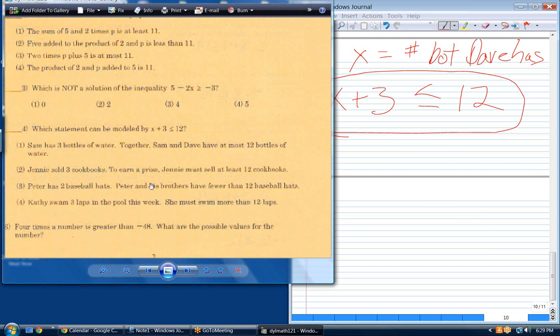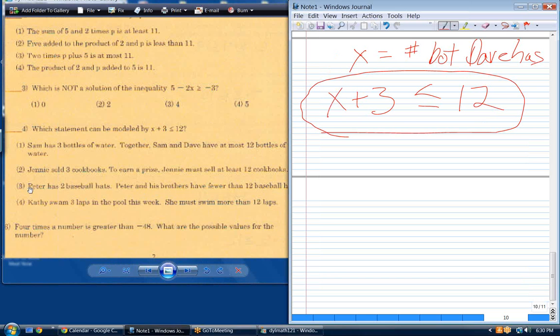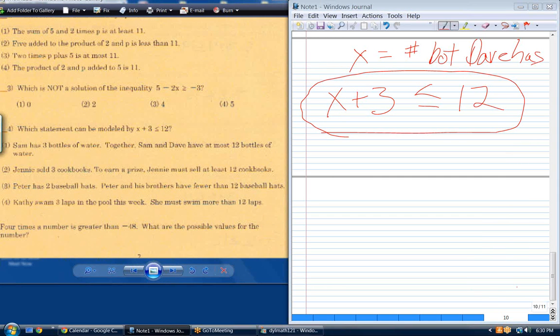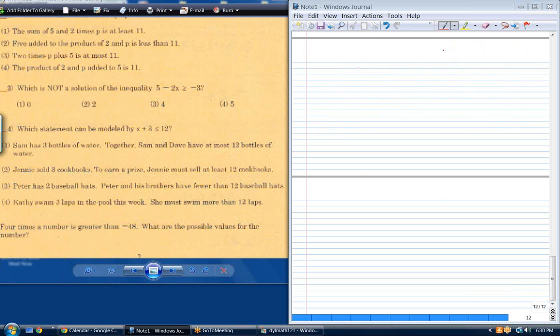Okay. Let's see if we can come up with some equations for the others here. What would you come up with for number 3? What's your variable? Don't start with 2P. Start with a variable. So it'd be X is equal to 2P. No? See, they're telling you how many Peter has, just like they told us how many bottles of water Sam has. Oh, I'm looking at the wrong problem. My bad. That's okay. So, for number 3, what's the variable going to equal?